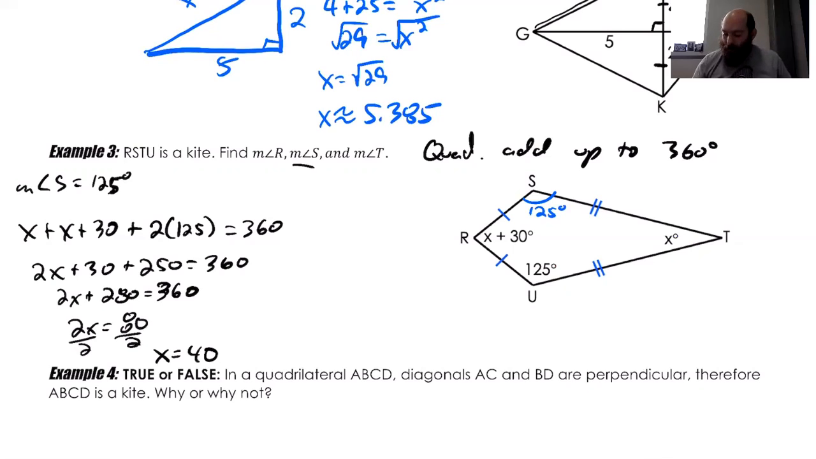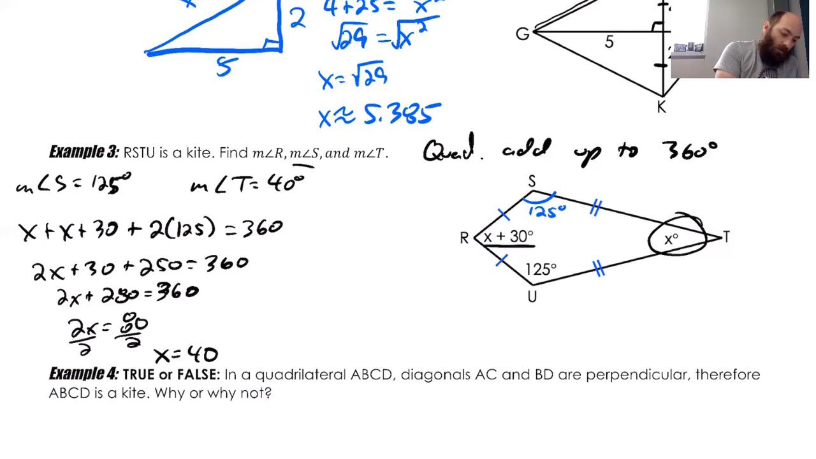Okay, so x equals 40. So that's my angle T. So the measure of angle T is 40 degrees. The last one I want to find is R, which is going to be x plus 30. So that means the measure of angle R is going to be 40 plus 30. So the measure of angle R is 70 degrees.